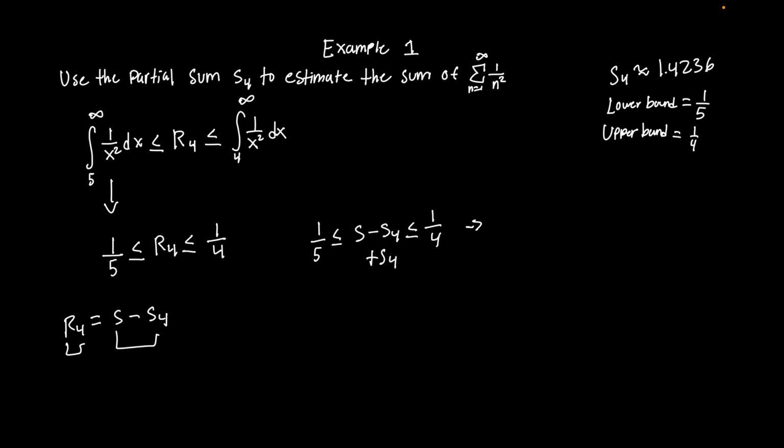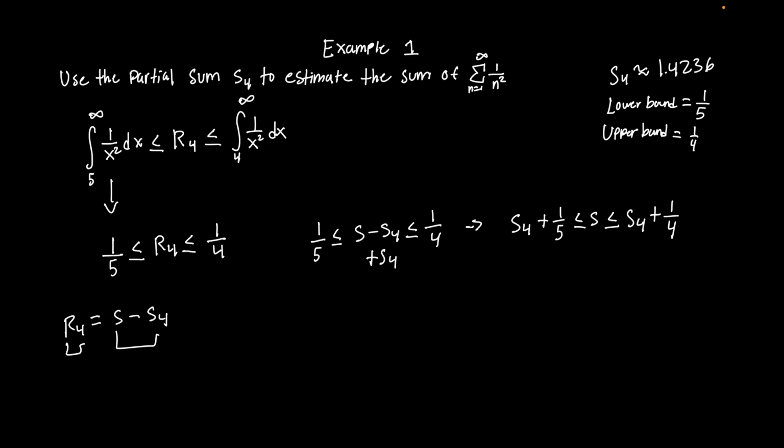So you're going to get the fourth partial sum plus 1/5 is less than or equal to s, which is less than or equal to the fourth partial sum plus 1/4. Earlier in the video, that's the first thing we did, right? We found the fourth partial sum, rather top right, it's 1.4236. So all you've got to do is just add these two.